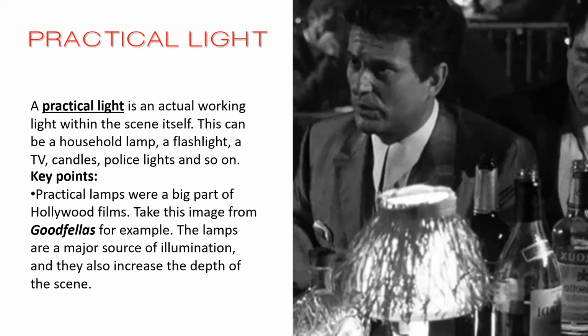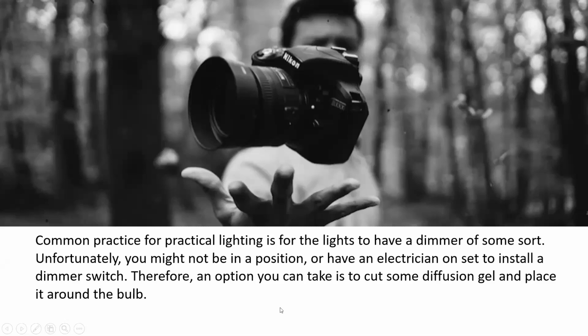Okay, so you can use the lamps or the lights in your house as light sources. You can use a house lamp, a flashlight, the light that comes from the TV, the light that comes from candles. Any of those are practical lights. And movies also use them, and it creates a more natural environment. So you can use practical lights. They look great in documentaries. Remember that common practice for practical lighting is very important.